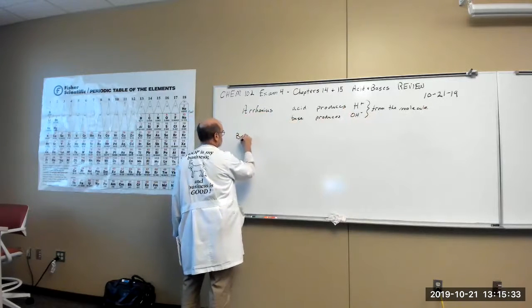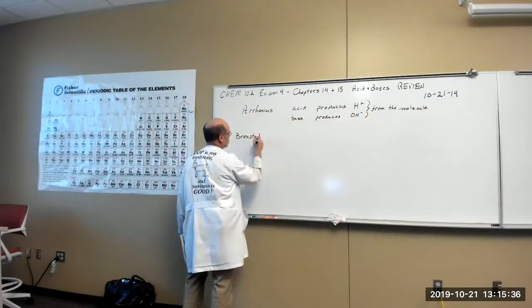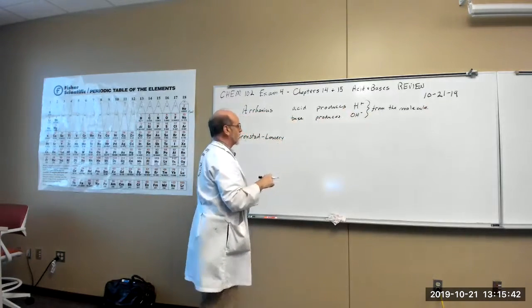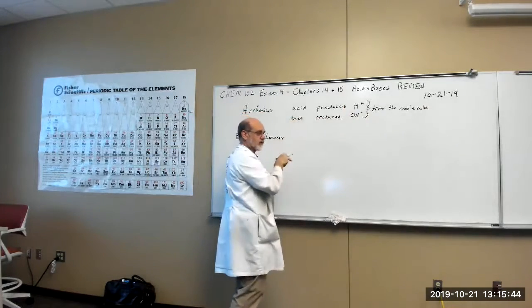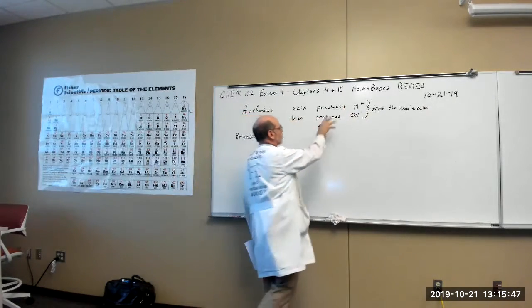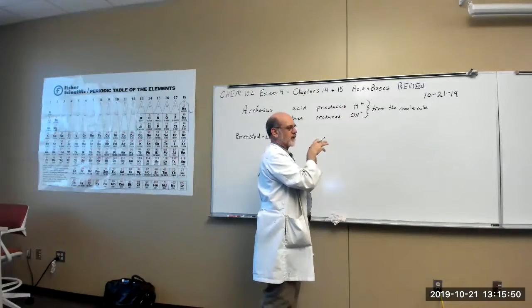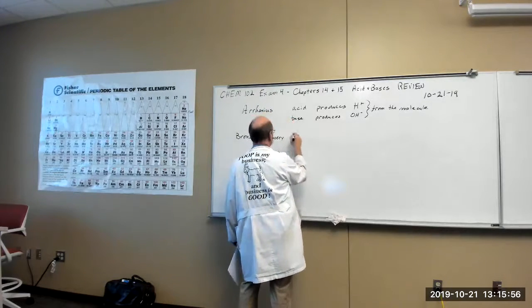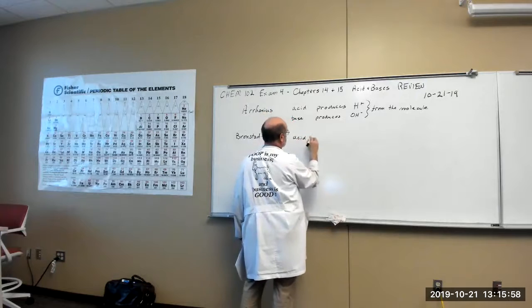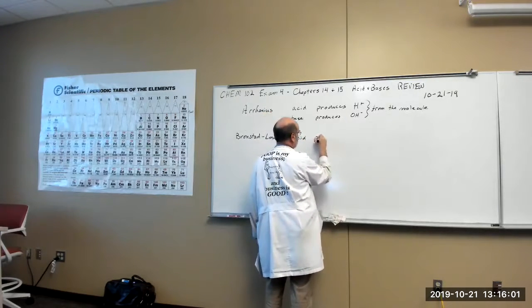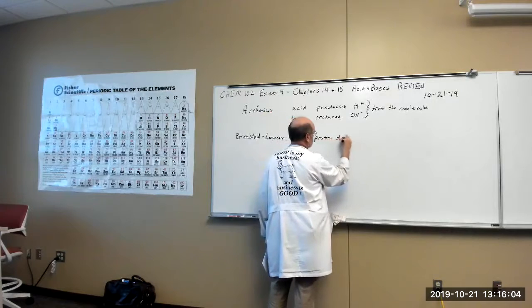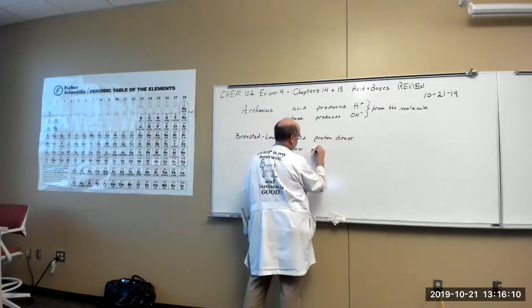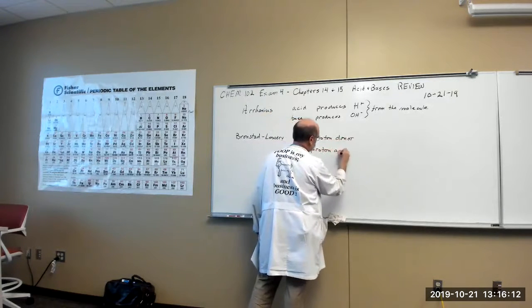Bronsted and Lowry noticed that sometimes you particularly get basic solutions when there appears to be protons in the structure, but they don't produce an acid, they produce a base instead. So their definition says that an acid is a proton donor, and a base is a proton acceptor.